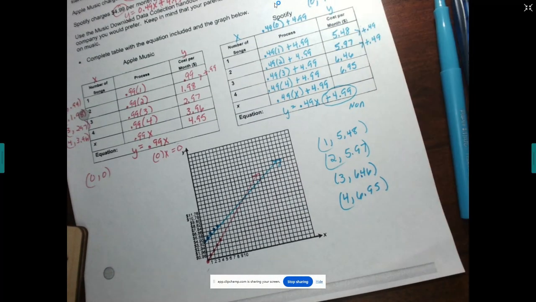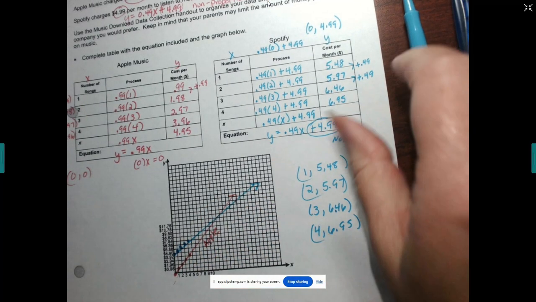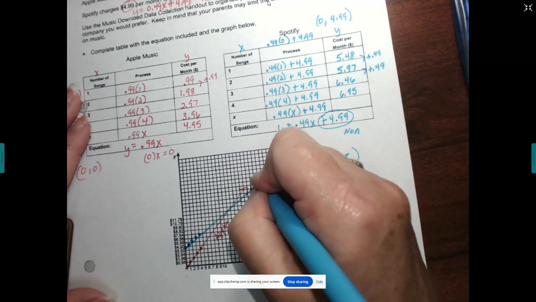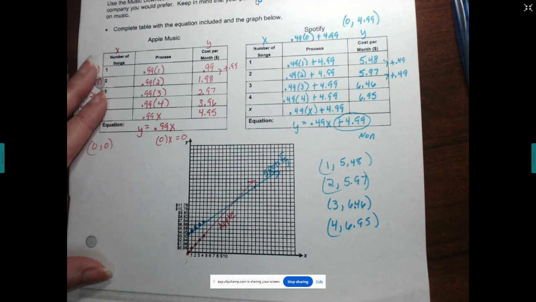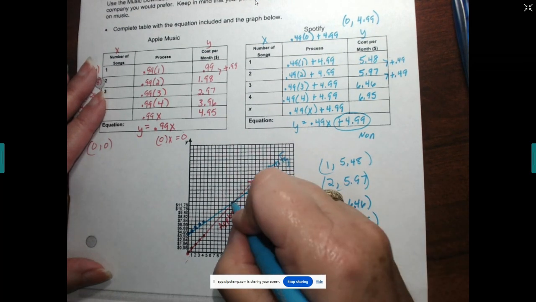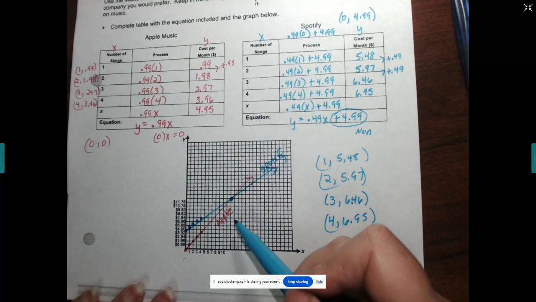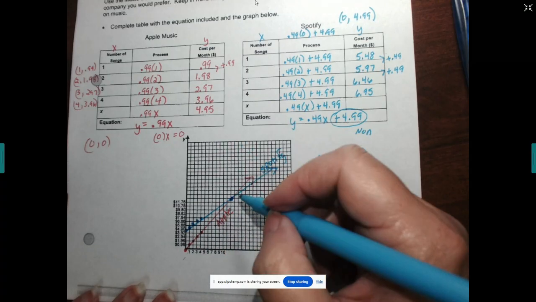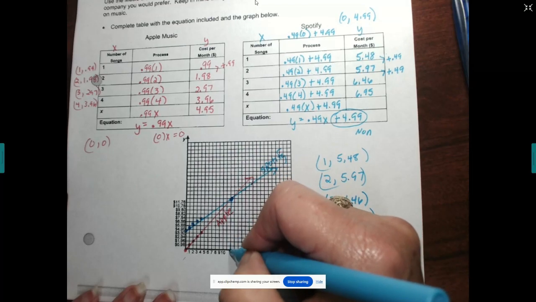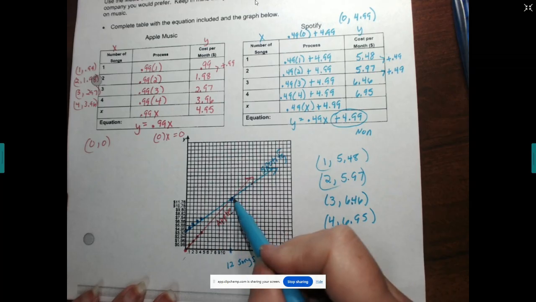All right, so Apple is right here, the red line, and Spotify is the blue line. So if you were going to try to decide which company to go with, it would kind of depend on, here's where they intersect right there, how many songs you download. So you'll notice that the Apple is cheaper until you get right about here. They're about the same, right at 12 songs? So Apple is cheaper until you get to about 12 songs.